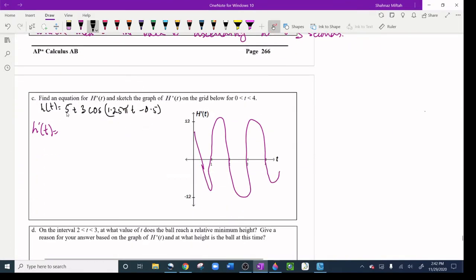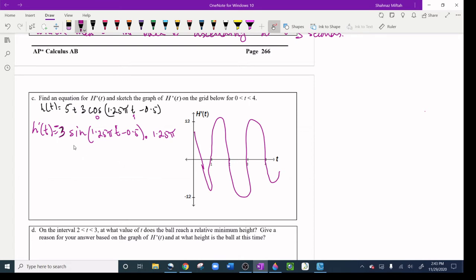I'm taking a derivative. Derivative of 5 is going to be 0. The coefficient 3 stays. This is outside and that's inside. So the outside derivative is negative sine. It's going to keep that negative sign. Inside, keep everything, times the inside derivative, which is 1.25 pi. The t has an invisible 1 times this, and this is what I got for the h prime t. So it gave me all of this.